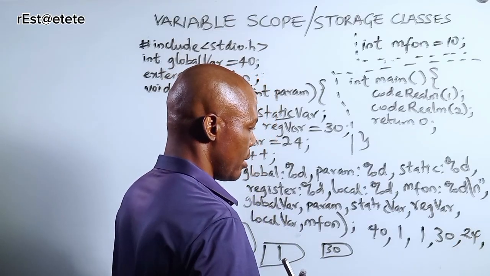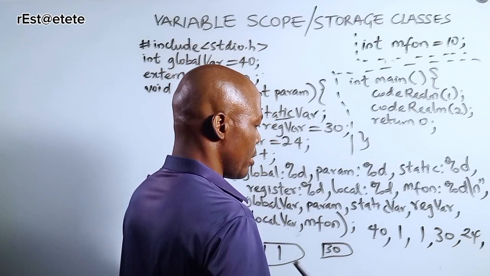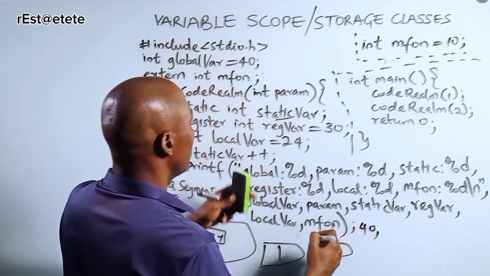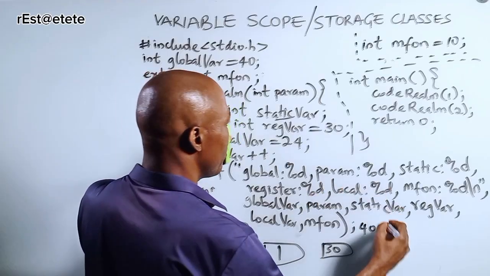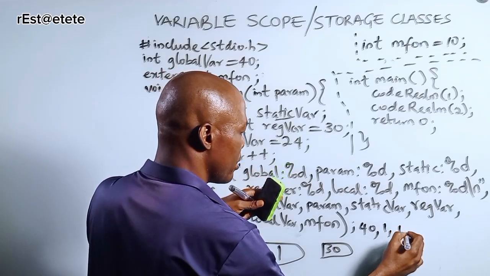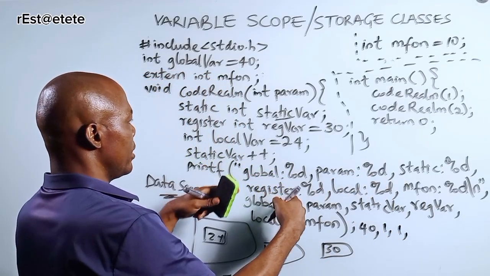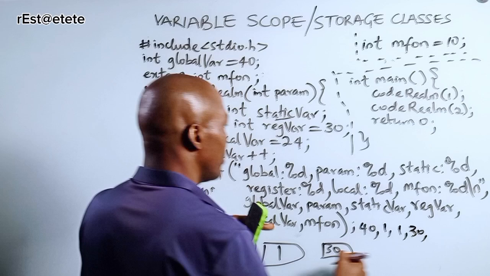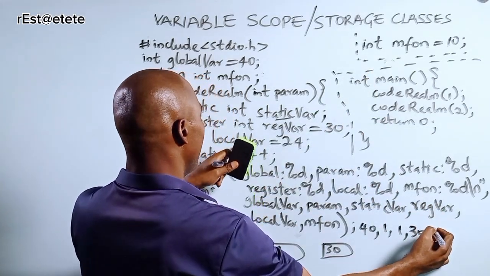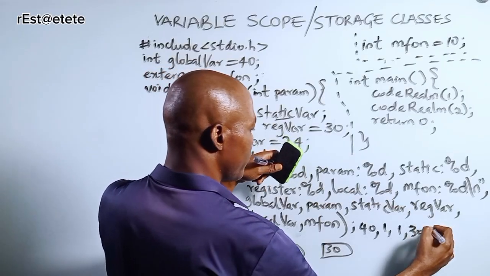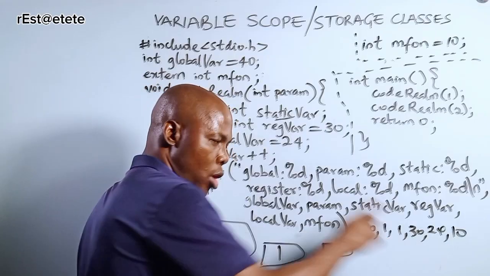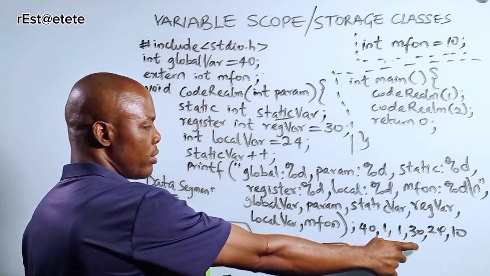If not, let me bring this back. Yeah, so 40. Param is what? 1. Then static is what? 1. Then register is what? 30. And fun is what? 10. Local is what? Yeah, 24. Then fun is 10. So it's going to print this out on the first line.